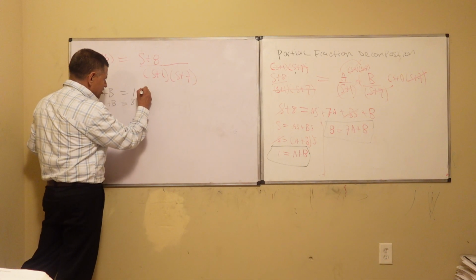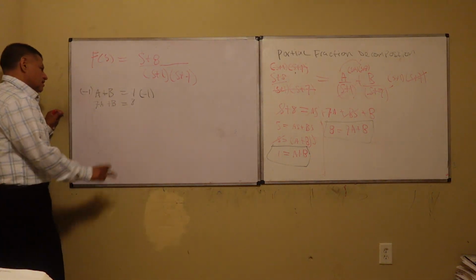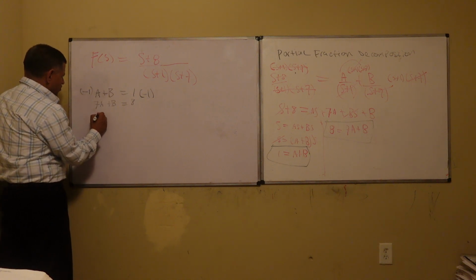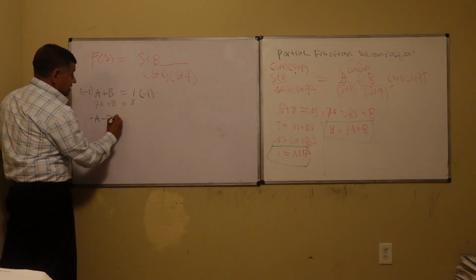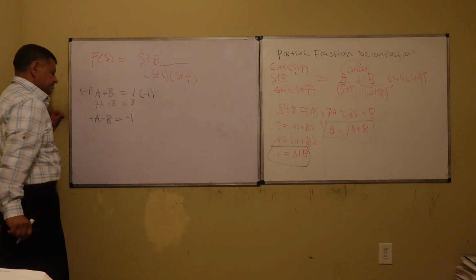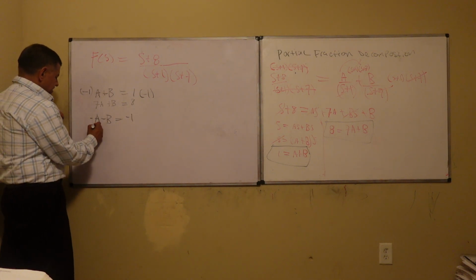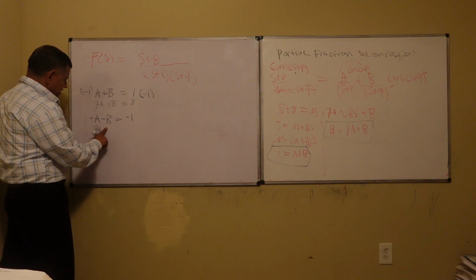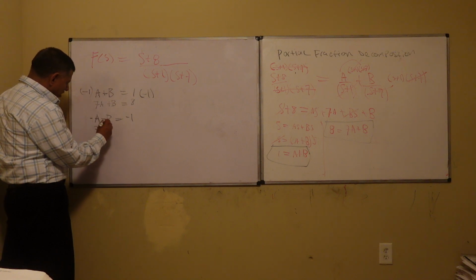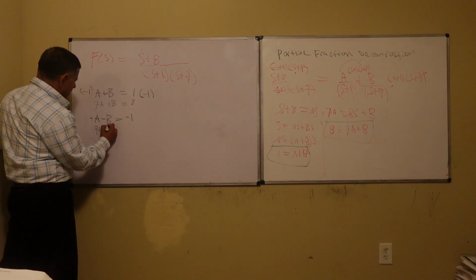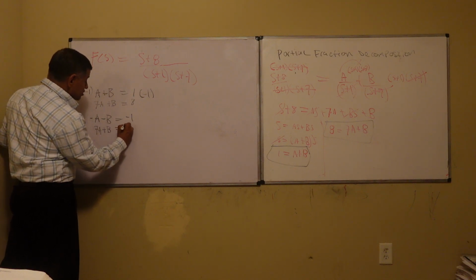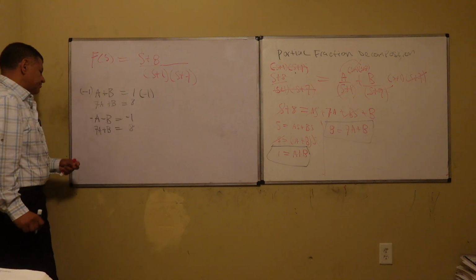So negative multiplied by a negative, top, left and right. So what do we get? We get negative A minus B equal to -1. Easy. And then we do 7/8, and then plus B equal to 8. Regular 8, right?